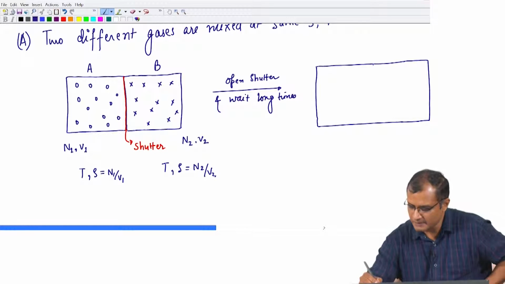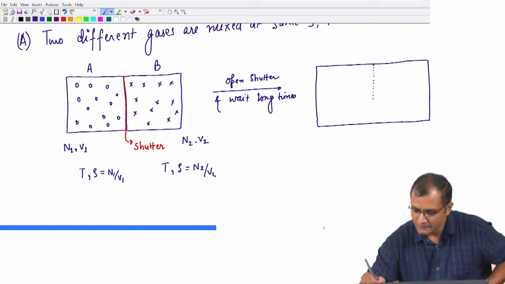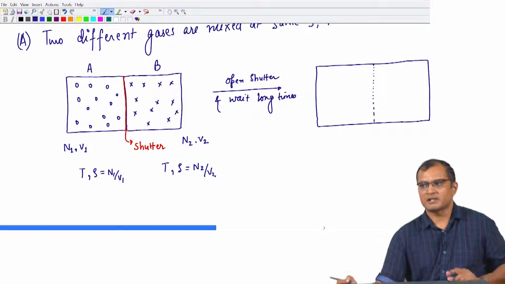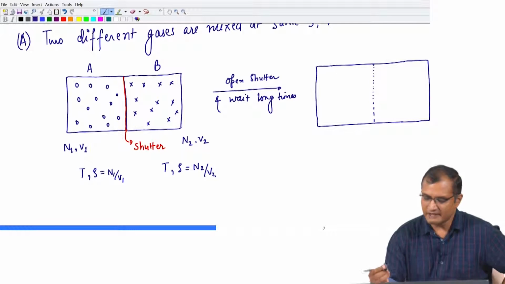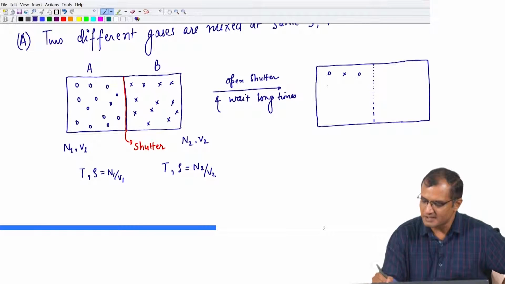So, the shutter has been opened. To indicate that there was a shutter here, I will draw a virtual line, and what you will see after a very long time is that these two systems have mixed.